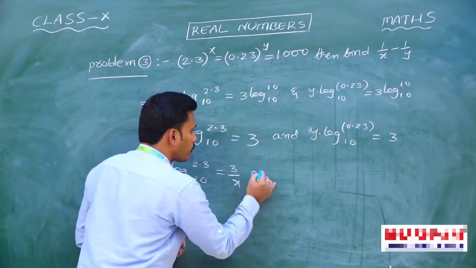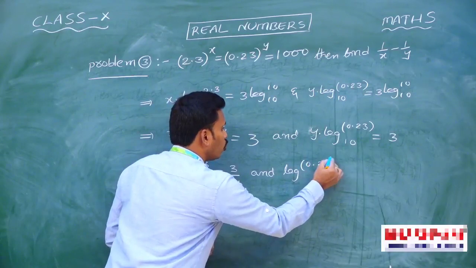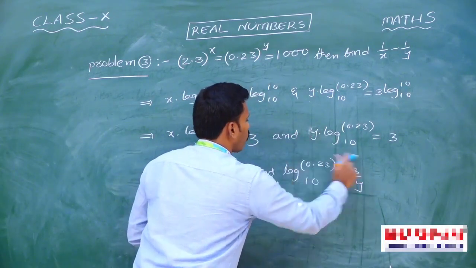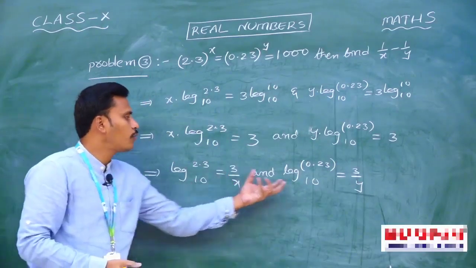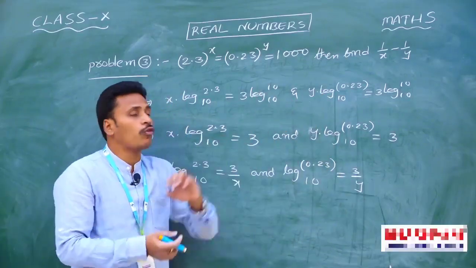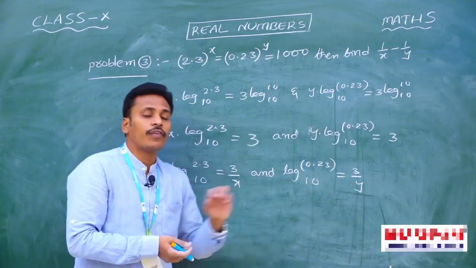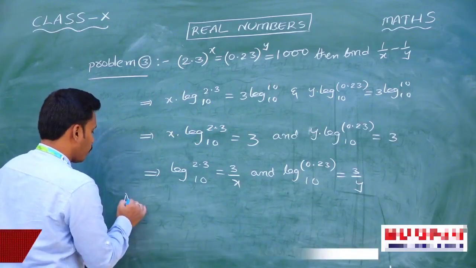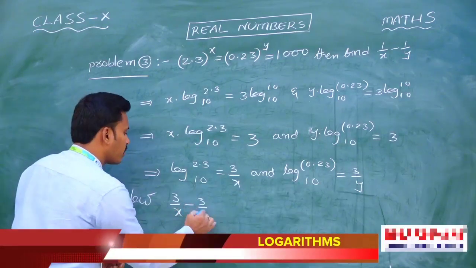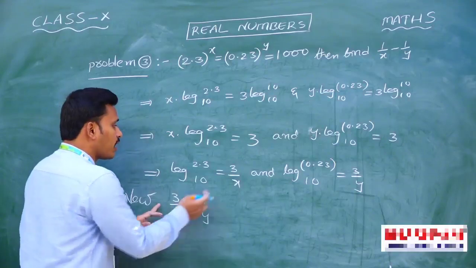And from there, logarithm of 0.23 base 10 is equal to what? 3 by y. Send this y that side. So at the end, we have two values here, 3 by x and 3 by y, and we are going to find 1 by x minus 1 by y, so you just consider the difference of these two. You start with 3 by x minus 3 by y, because I need 1 by x minus 1 by y.